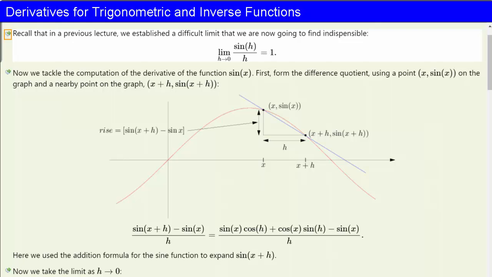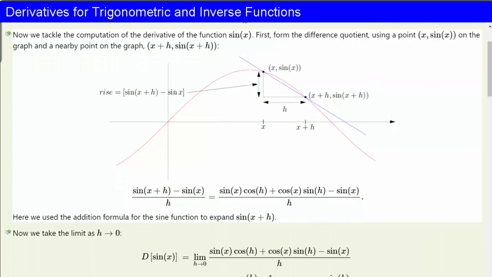In this lecture, we're going to continue to build our encyclopedia of derivatives for the important functions that are used in pure and applied mathematics. Our attention now will be focused on the trig functions. First of all, recall that in an earlier lecture we established a difficult limit that we're now going to find indispensable: the limit as h goes to 0 of sine h divided by h is 1.